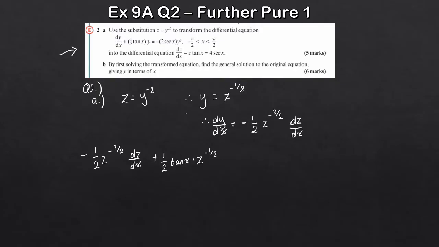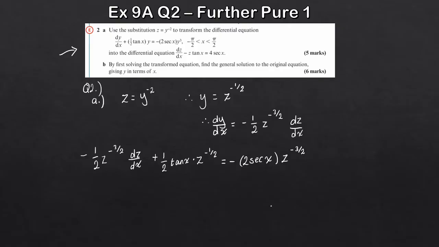And finally, we've got this is equal to minus 2 sec x y cubed. And y cubed would just be raising both sides here to a power of 3. So if you raise that to a power of 3 here, you just multiply the powers, just your basic rule of indices. So we're going to get minus 2 sec x z to the minus 3 over 2. Okay, just raising that power there to 3.